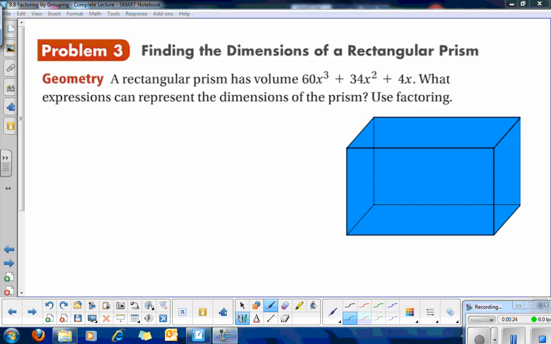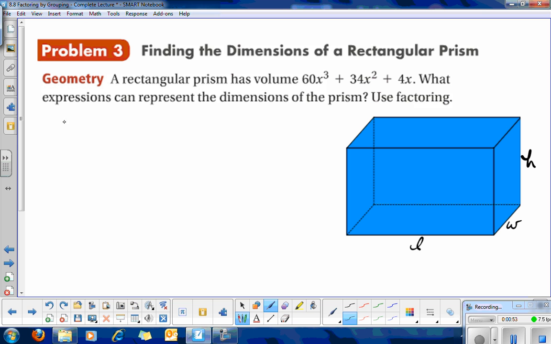Now, if I'm looking at the dimensions, here we have length, width, and height. That means that I'm going to have 3 parts of this trinomial that will, one represent the length, another represent the width, and another represent the height. Now, how do I figure that out? Well, just like it says here, we're going to use some factoring.